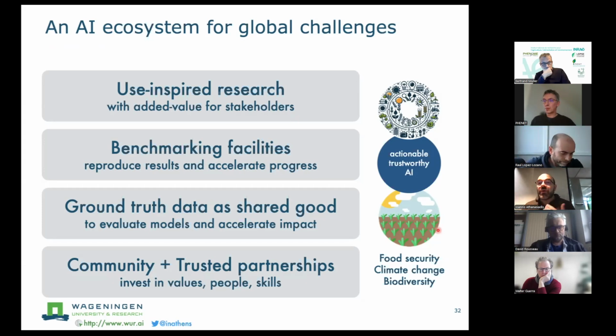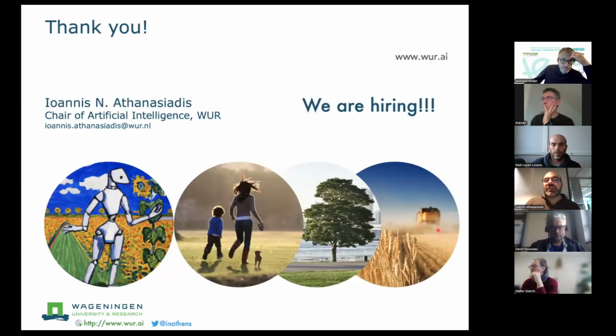We need an AI ecosystem that starts from user-inspired research by identifying targets and involving stakeholders from the beginning, have benchmarking facilities where we can actually produce results and accelerate process. And this includes both physical facilities, but also digital facilities. Sharing and accessing ground truth data is key for AI development so that we can evaluate models and accelerate impact, but also build a community, trusted partnerships, and invest in people, skills, and in values.